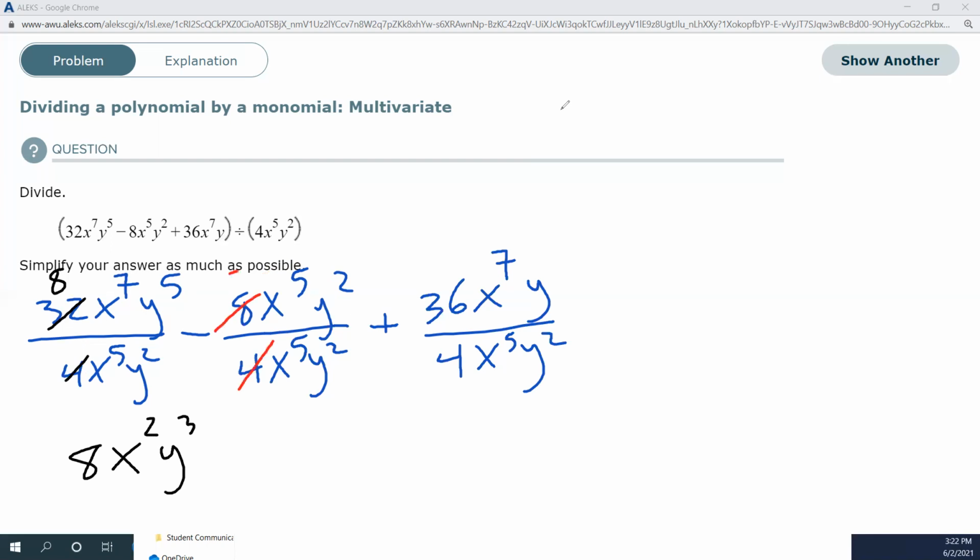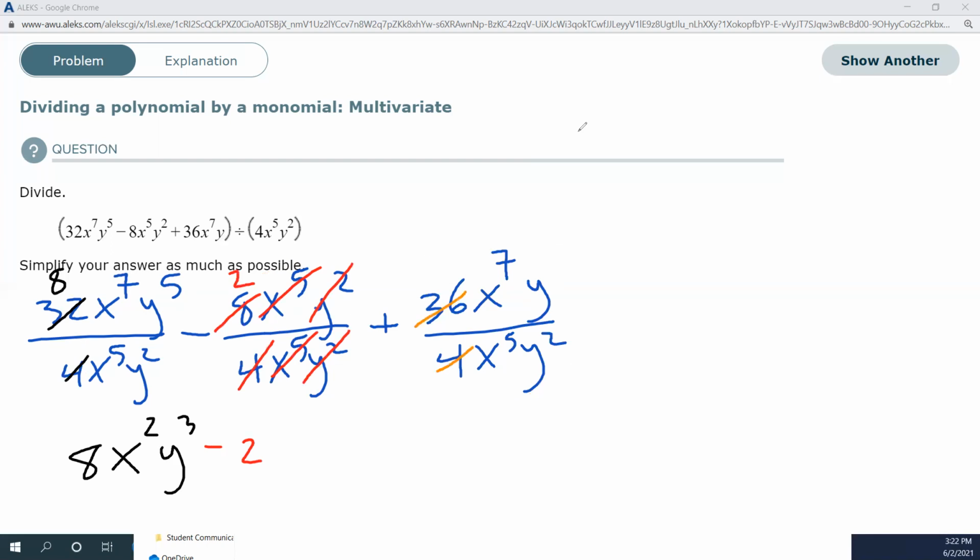I can cancel the 4s, and x to the 5th and x to the 5th, they just cancel. 5 minus 5 is 0, so that's just 1. Same thing with the y's. Cool. So that second one really trims down nicely. How about the last fraction?